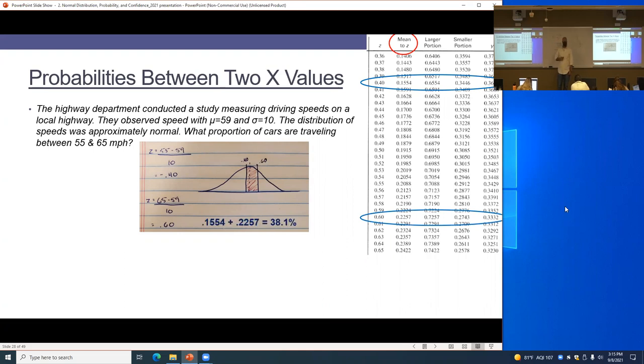And then it's just a simple addition, right? I take from negative 0.4 to the mean, 0.1554, plus 0.6 to the mean, 0.2257, and that gives me 0.381. So I can say 38.1%. Going back to my question, the proportion of cars traveling between 55 and 65 miles an hour, based on the information I've got, is about 38%, falling right there.